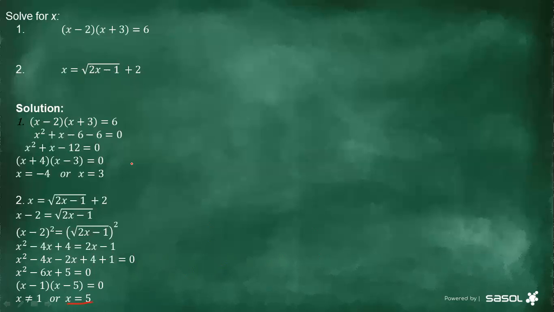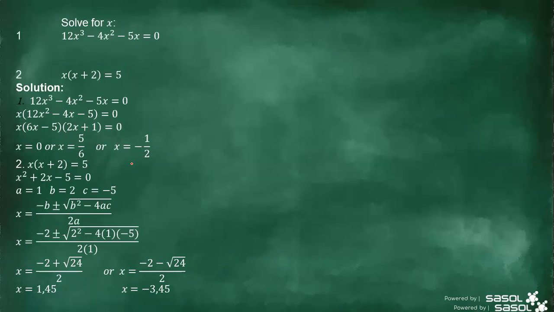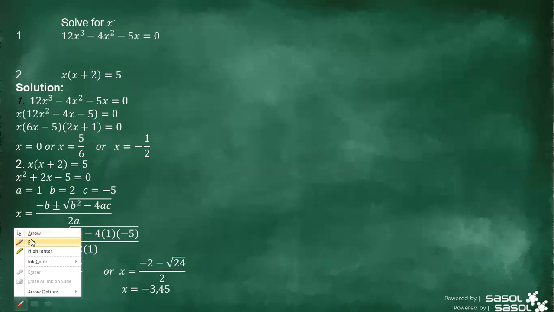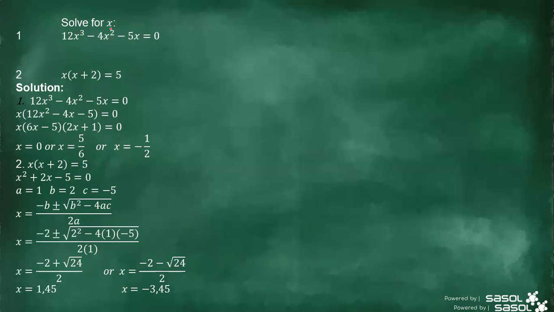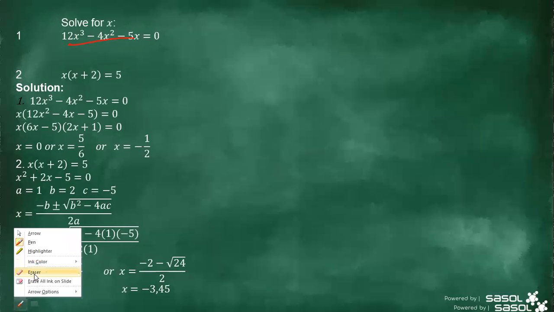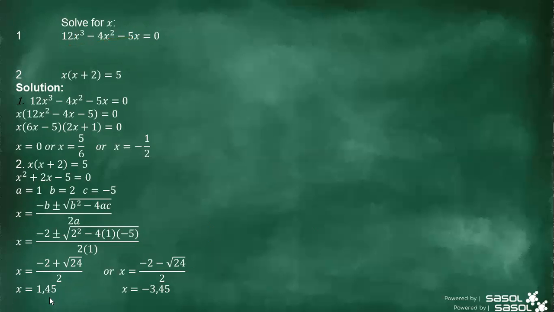All right. And then the other one, oh, sorry, let me just remove this. This one and this one. Let's move this one. All right. Solve for x. Let's solve for x on this one. I don't know what is really happening with my pen. All right, thank you.